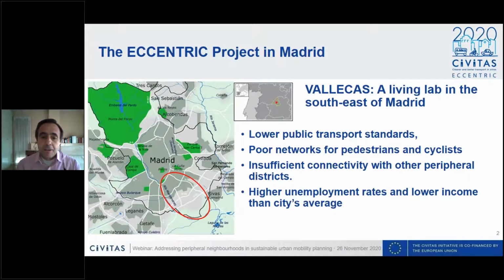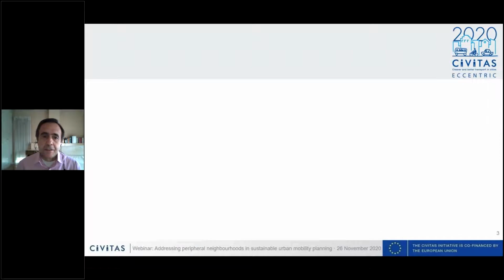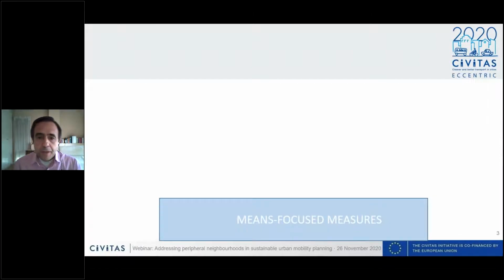The connectivity with the other peripheral districts in the north and at the west of Vallecas is also difficult. And we have unemployment rates and income levels well below the city's average. So this is the kind of district we are trying to work with in the framework of Eccentric. We had many measures in Eccentric, and we have 11 measures in Madrid. Of course, not all of them were targeting specifically Vallecas. And in that sense, I think it is worth to have an overview of the whole project.